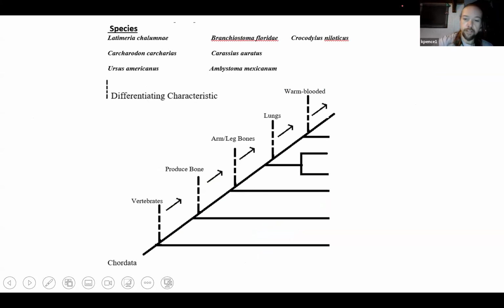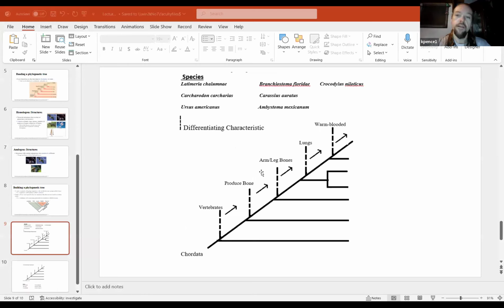Normally with my lecture, what I do is we do an activity. So what we're going to do, I'm going to help you find these organisms, and then we're going to try to place them on the tree based on their characteristics. Okay, so let me go over here and share my other screen. I'm going to share my complete screen.